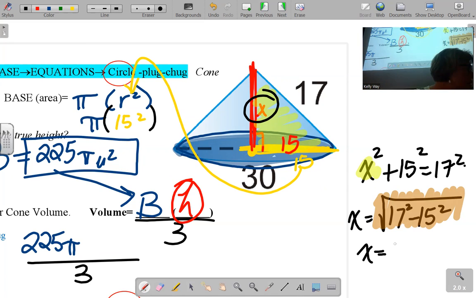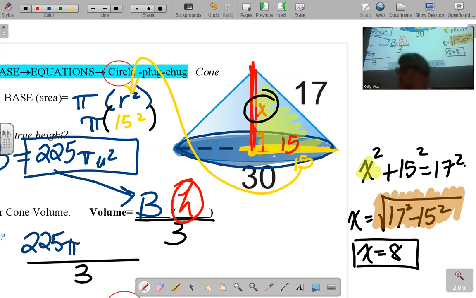Is it 8? What is it, Natasha? The answer is 8. It is 8, yeah. I'm going to leave that up there while you figure out your calculators and make sure you get 8.